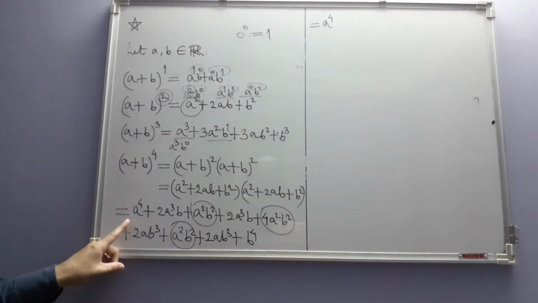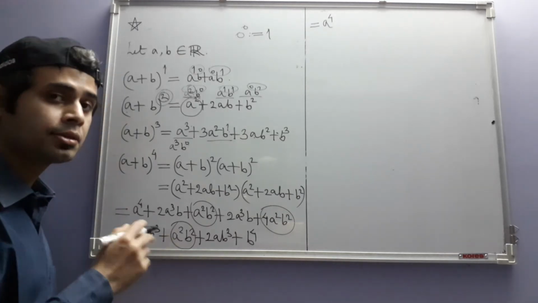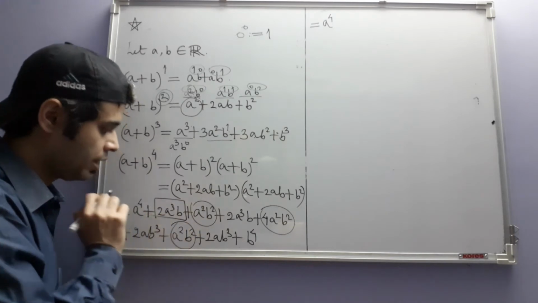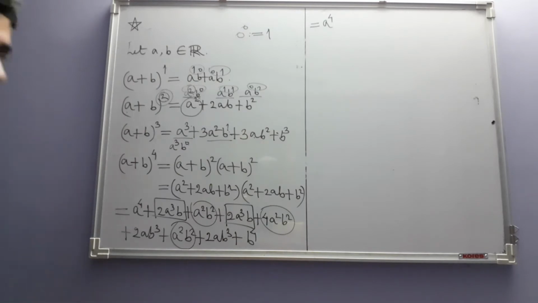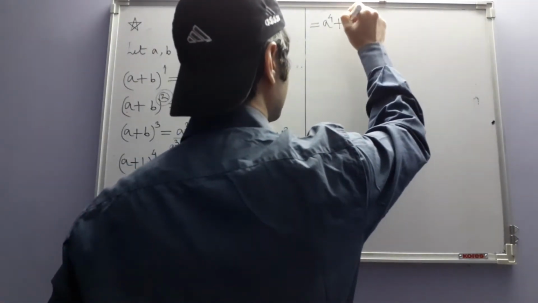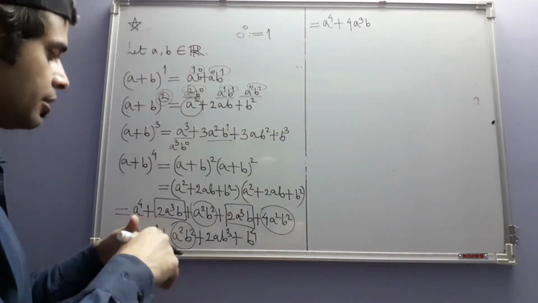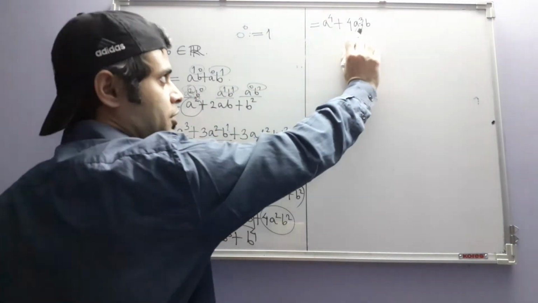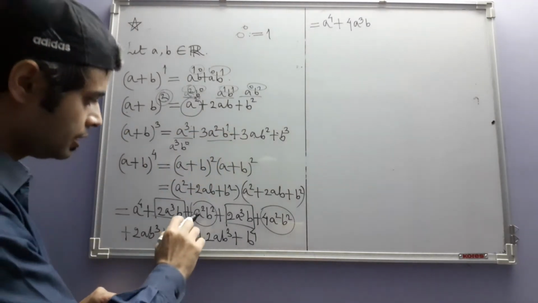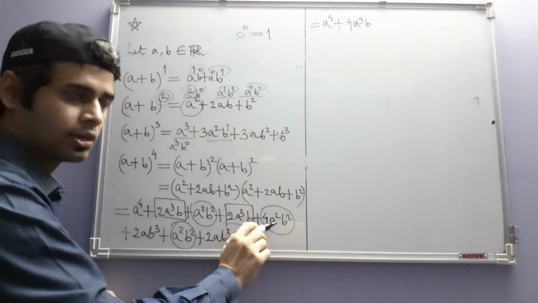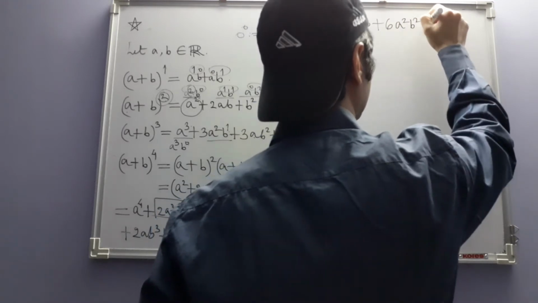So that's why we start with A to the power 4. Then we will see where we have A cube B. Here we have 2A cube B, another 2A cube B. So these two are A cube B's, so they give us 4A cube B. B means B to the power 1. Then the next one, the exponent of A will decrease by 1, exponent of B will increase by 1. That means A square B square. So you see A square B square, A square B square, 4A square B square. That means plus 6A square B square.